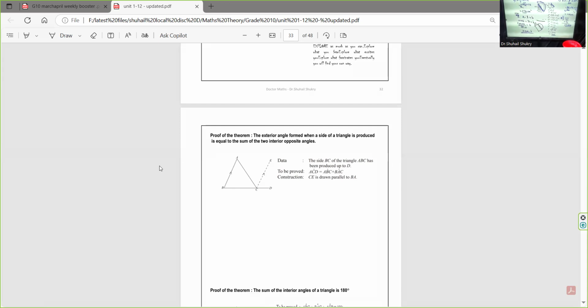Next week when you are coming, please complete our area and perimeter, the balance part, and bring it. Okay?